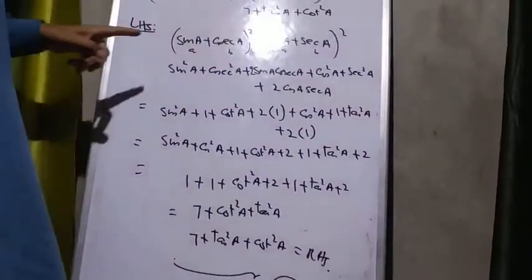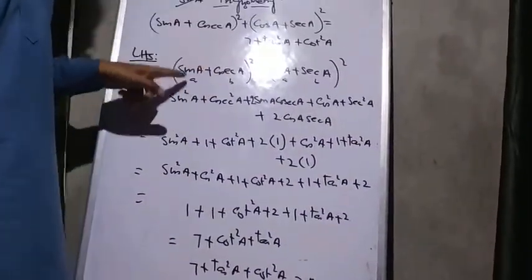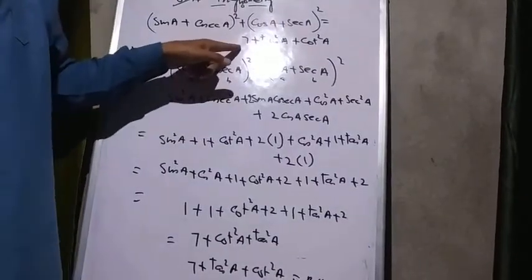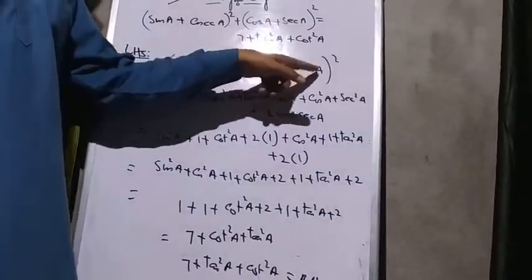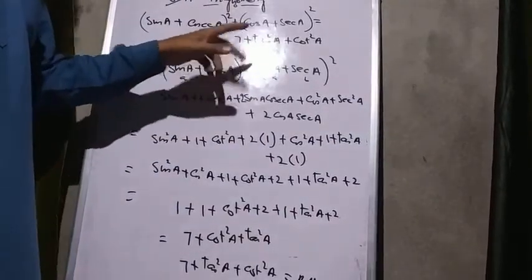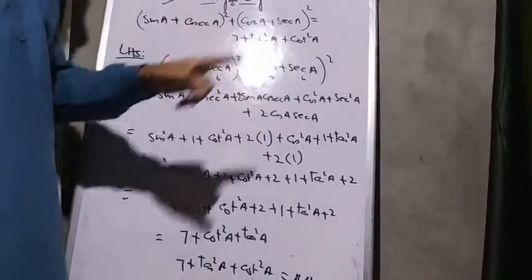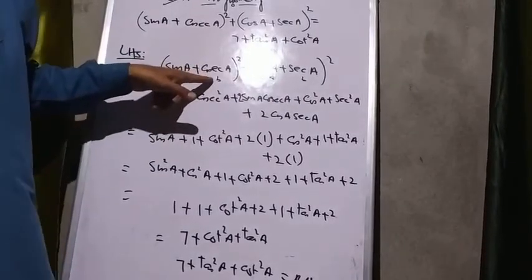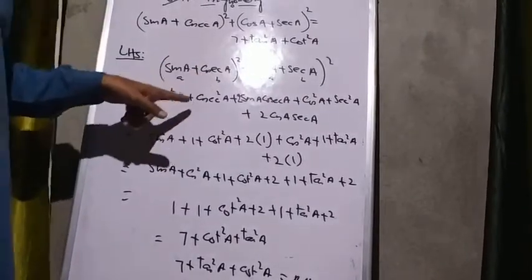So now let's explain it further. This is (sin A plus cosec A) whole square plus (cos A plus sec A) whole square. This is our left hand side. Now this is A plus B whole square. Again it is A plus B whole square. And A plus B whole square we know is A square plus B square plus 2AB.